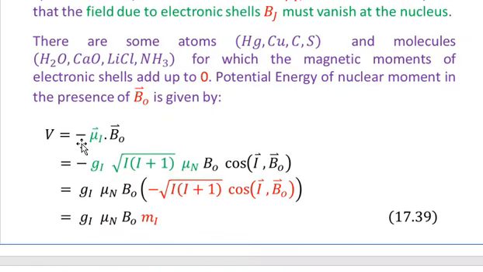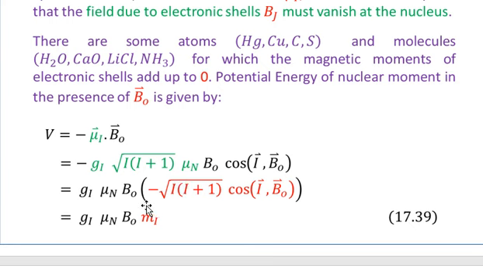Now let's calculate the magnetic potential energy in the presence of the nuclear spin and in the presence of the applied magnetic field B naught. So B naught is the external magnetic field and mu I is the magnetic moment of the nuclear spin. So we have V equal to minus the dot product of mu I and B naught. If you expand this dot product and substitute the value of mu I, which I have shown in green, then the equation becomes minus gI into the square root of I into I plus 1 times mu n, and then we have B naught and the cos of the angle between I and B naught.